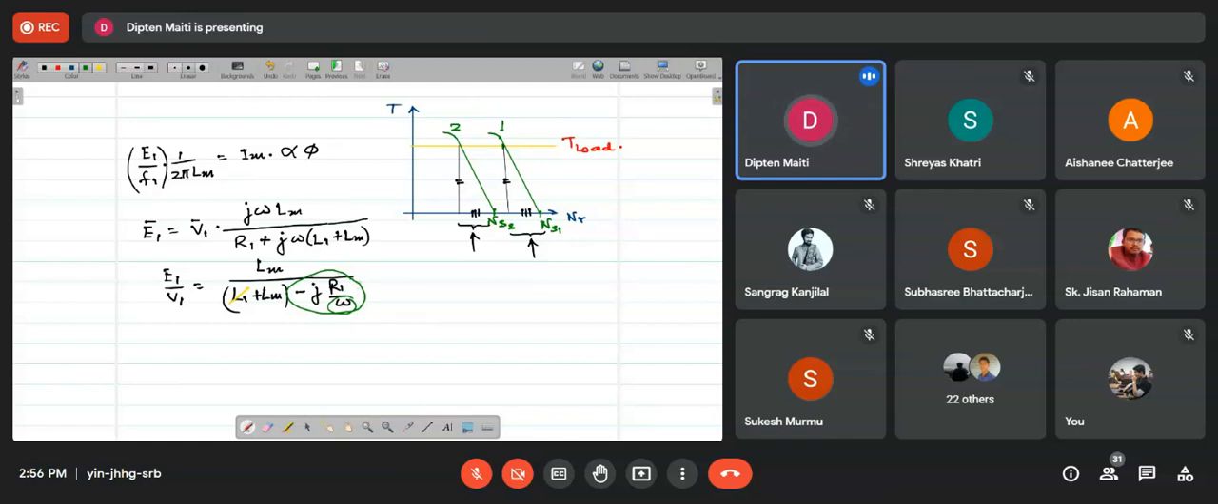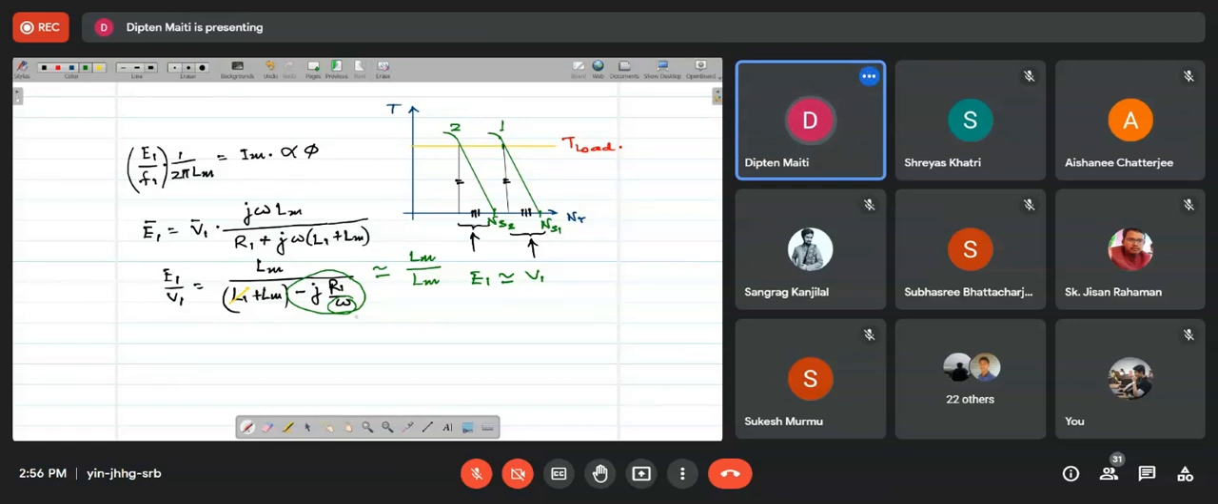If we neglect this, it should become Lm divided by Lm, since we have neglected everything else, so this equals one. So the induced EMF E1 can be maintained almost equal to V1. So our job of controlling the induced EMF by controlling the voltage V1 would be easy.